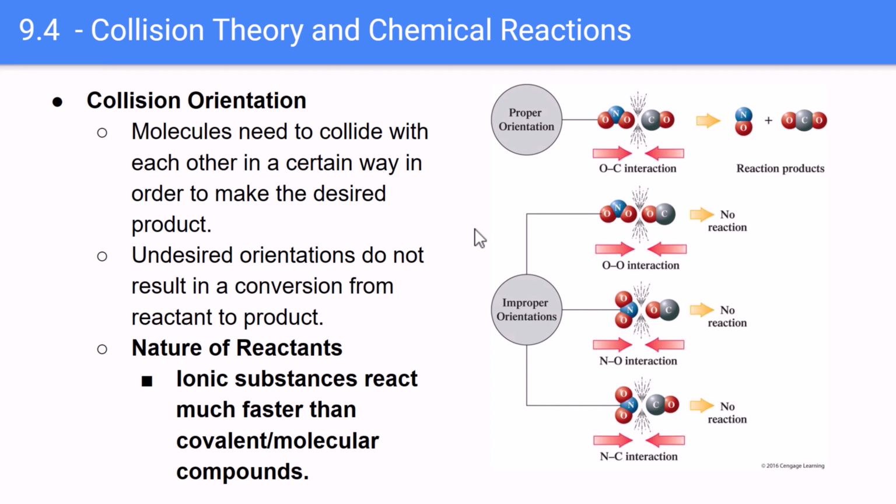And then again, as previously discussed, the nature of reactants: ionic substances react much faster than covalent and molecular compounds because when ionic substances are dissolved in water or dissociated into aqueous ions, they're free-moving. And free-moving ions will react much more easily than those that are stuck within chemical bonds. Because the ions are free-moving, it requires significantly less energy to convert between reactant and product. So as a result, we end up with a collision that is more likely to convert between reactant and product.